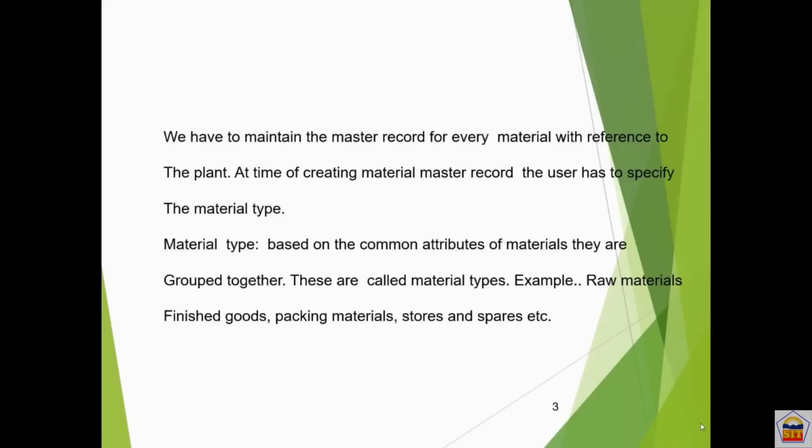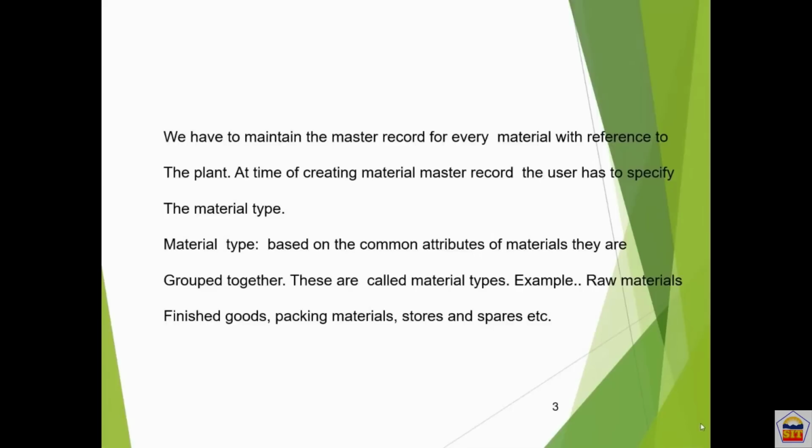We can have more than one storage location for the different types of material. Then it is saying that we have to maintain the master record for each material with reference to the plant, and at the time of creating the material master record, the user has to specify the material type. Whenever you create the material, this is maintained at a plant level. So we can have the material for plant A, plant B, plant C, plant D. And when we are creating the material master data, the system is going to ask you for the material type. What do you mean by the material type?